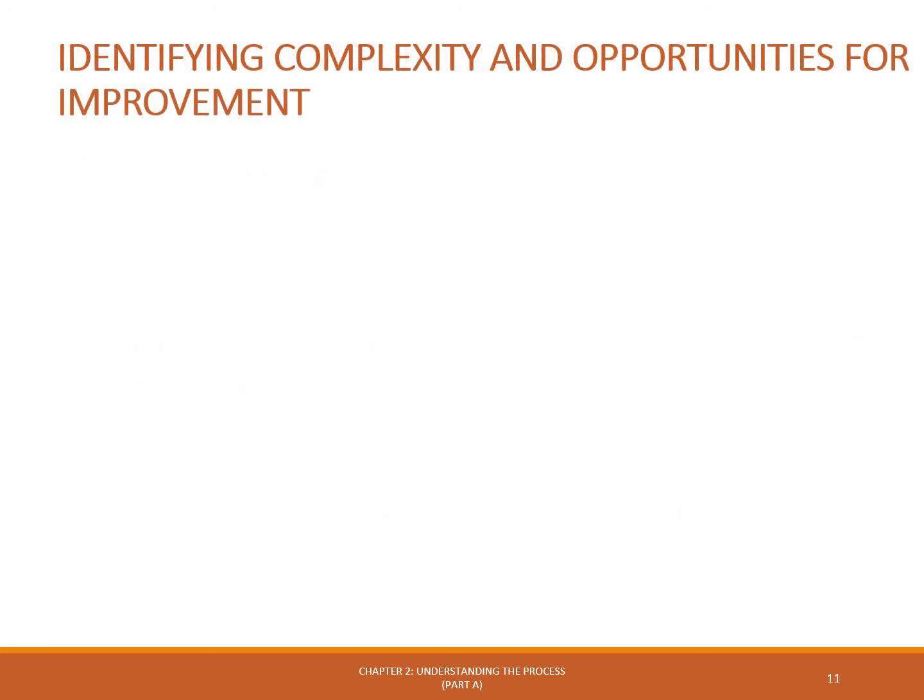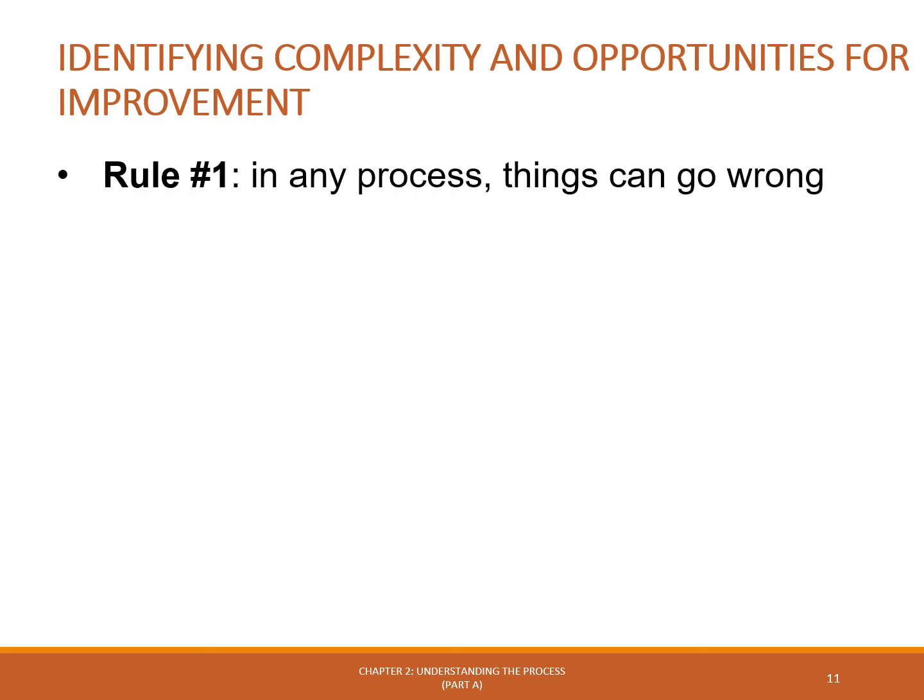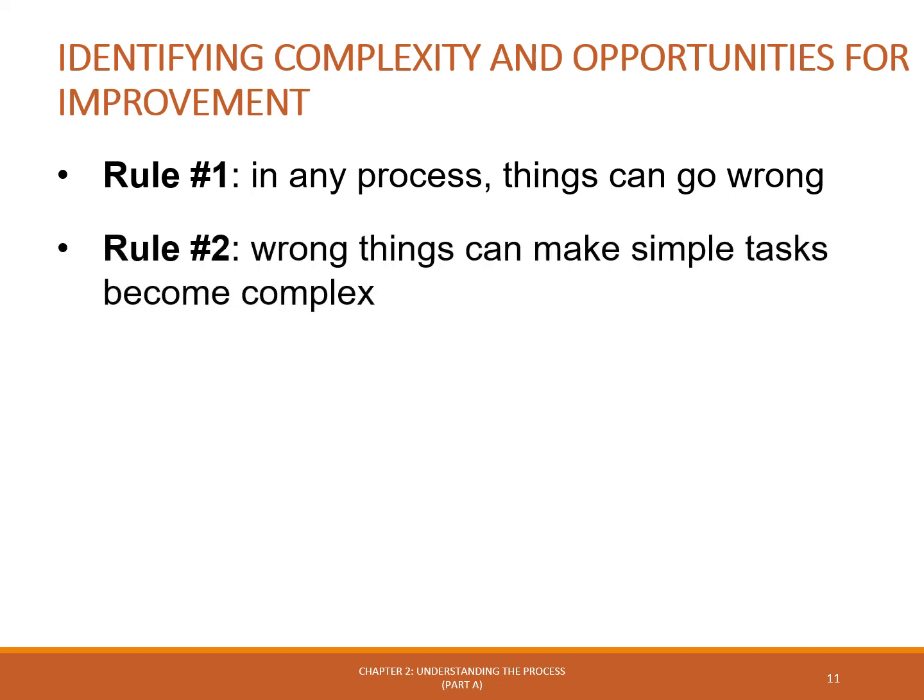The last step on the process information line is related with the identification of potential complexities in the process and opportunities for improvement. For that, we usually apply two golden rules, which pretty much describe how any process behaves in reality. Rule number 1, in any process, things can go wrong. And rule number 2, wrong things can make simple tasks become quite complex.